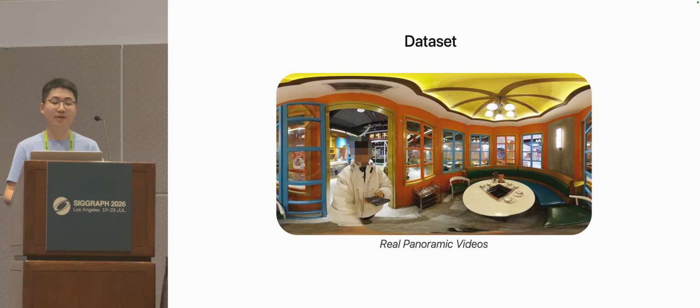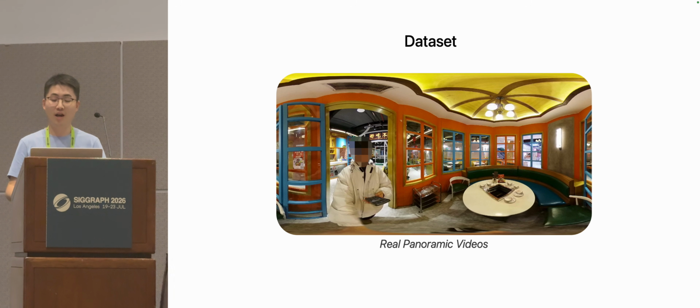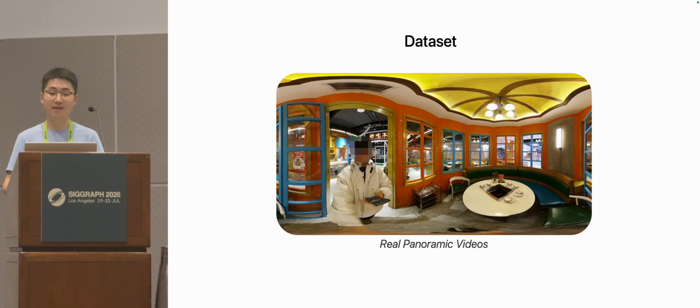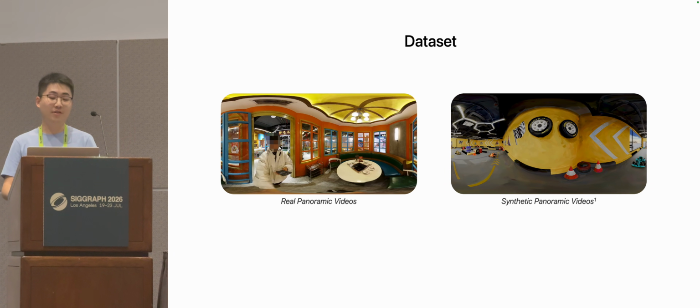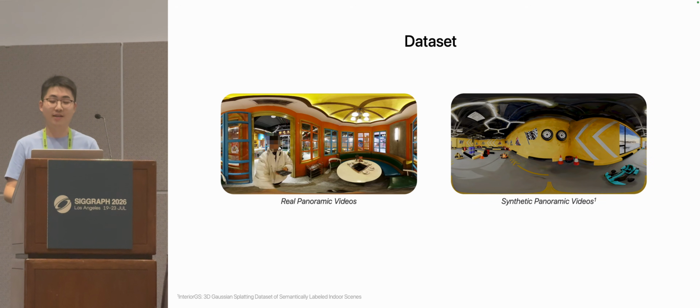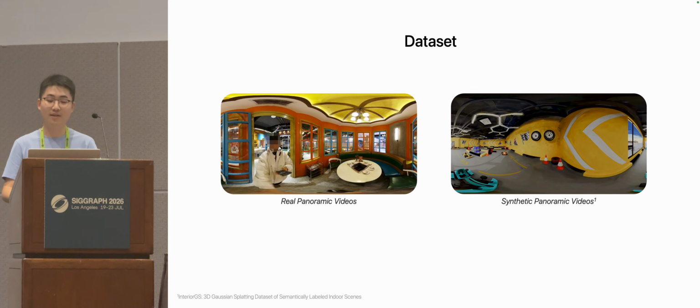We then build a hybrid dataset. It has around 2,000 real-world panoramic videos across diverse indoor and outdoor scenes, and 1,000 synthetic scenes rendered from 3D Gaussian splatting with precise, physically plausible trajectories.